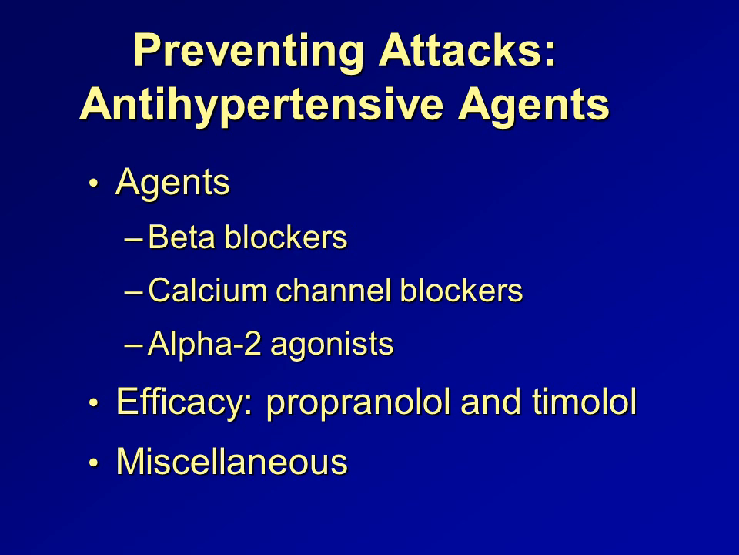Several classes of antihypertensive medications have been used in the prophylaxis of migraine headache. Of the beta blockers, propranolol, metoprolol, timolol, atenolol, nadolol, pindolol, and acebutolol have been studied, with overwhelmingly most trials occurring with propranolol. Propranolol and timolol have been shown to be efficacious, while trials with other agents have mixed results.